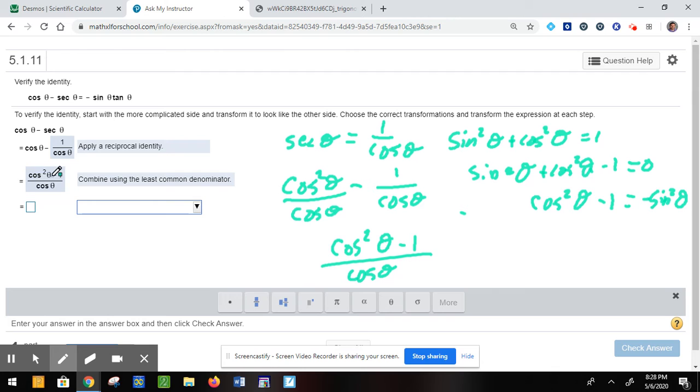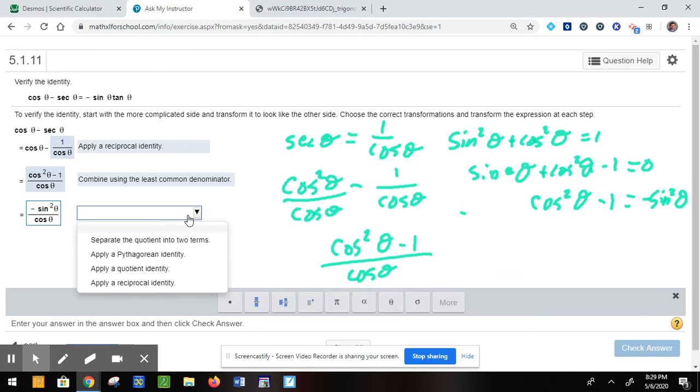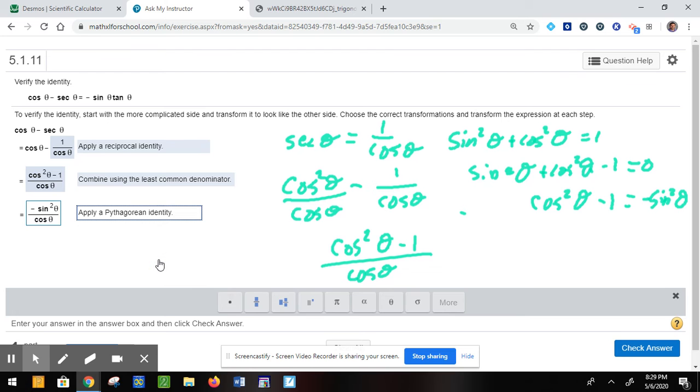So that's going to be replacing my numerator, right? In this equation, I'm going to replace cosine squared theta minus 1 with negative sine squared theta. The denominator is unchanged. We apply the Pythagorean identity. That's the one we used.